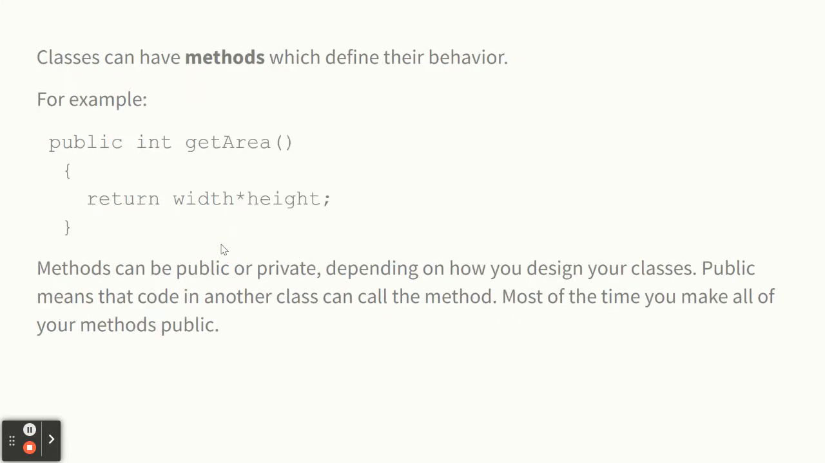Classes can have methods which define their behavior. You've seen this before, so I'm using this Rectangle example. You might be able to ask a rectangle, hey, what's your area? And then it can return it for you. So this one does have a return type. It says public int getArea. That says, if you call this method, you're going to get an integer back, and in fact, it's going to return the width times the height, which is the area. Most of the time, you make your methods public. It's possible to make private methods that only the internals of your class can use, but that's pretty rare.